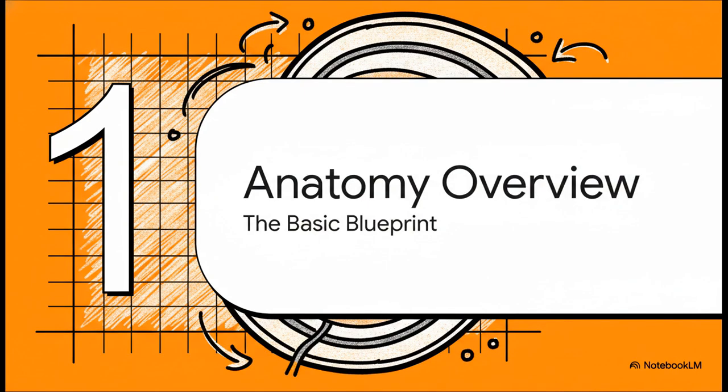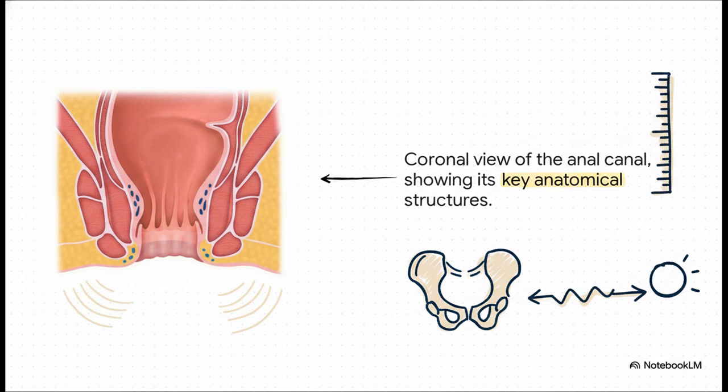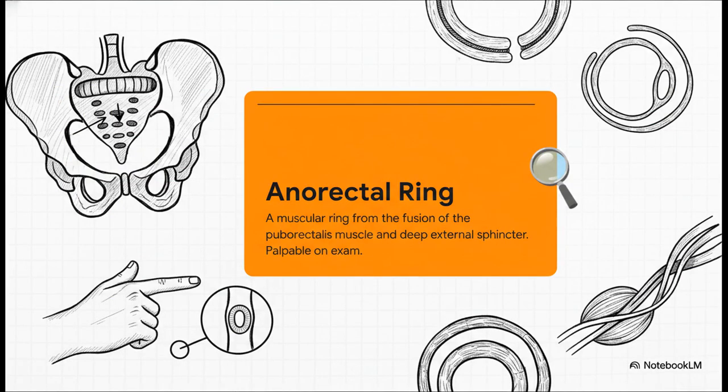Right then, first things first, let's get the basic blueprint of the anal canal sorted out. So take a look at this diagram. What we're seeing here is the anal canal, and it's actually quite short, only about 3 to 4 centimeters long in an adult. You can see it starts right where the rectum begins to narrow down. That's as it passes through the pelvic diaphragm, and it finishes right at the anal verge, which is the opening to the outside.